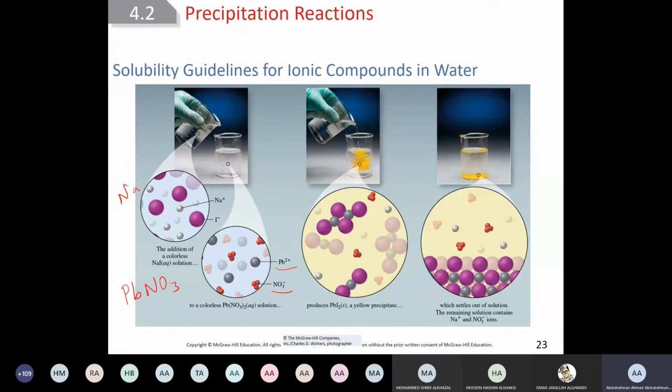Sodium iodide is in here, and lead nitrate is in here, and both of them dissolve in water. But when we mix them like this, what will happen? Lead will come out with iodide. The yellow thing here is actually PbI2 coming out as a precipitate, and now it is a complete precipitate here, while sodium nitrate, Na and NO3, will stay in solution like this. Okay, this is called a precipitation reaction.